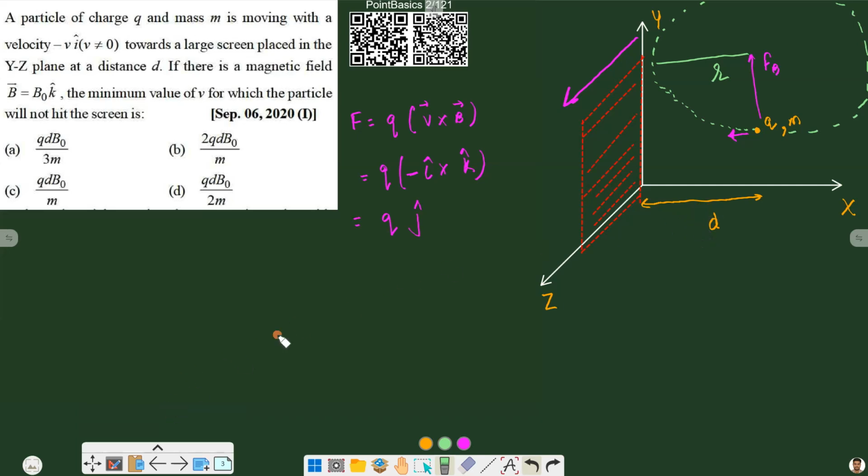So for that we know that the radius r is equal to mv by qB, and using this we can find out that the velocity will be qBr by m, and the maximum value of r is d, so it will be qBd by m. That is option C will be the right answer. Moving to the next one.